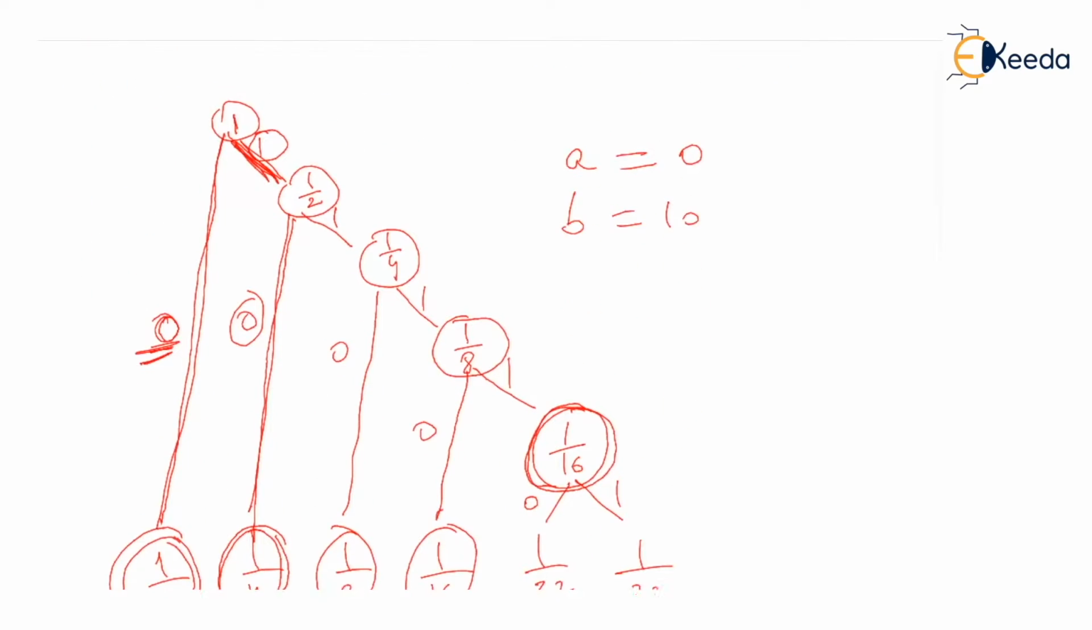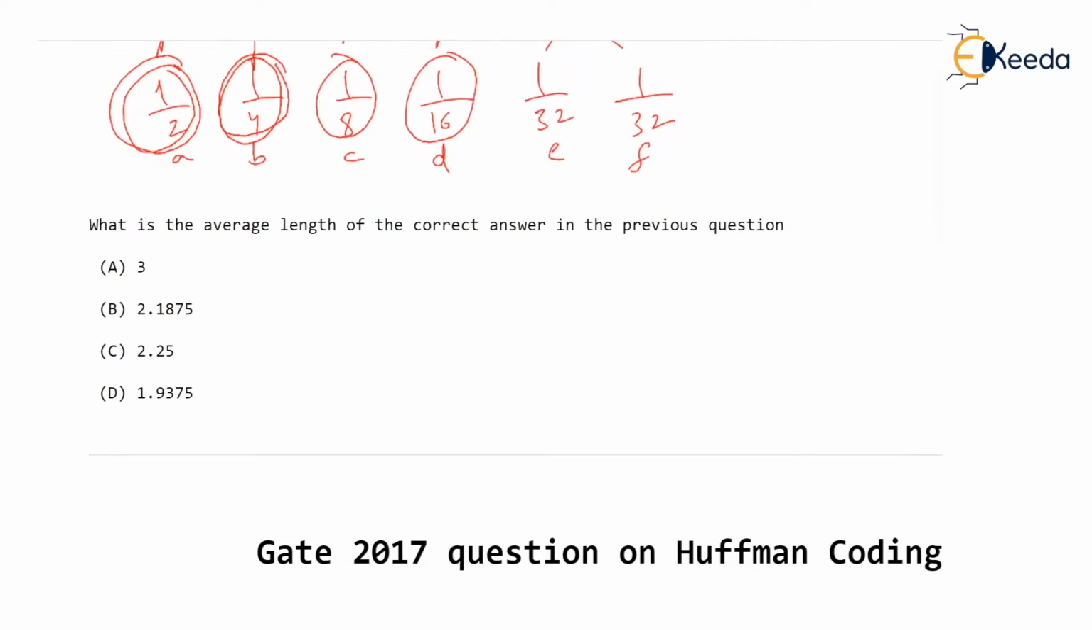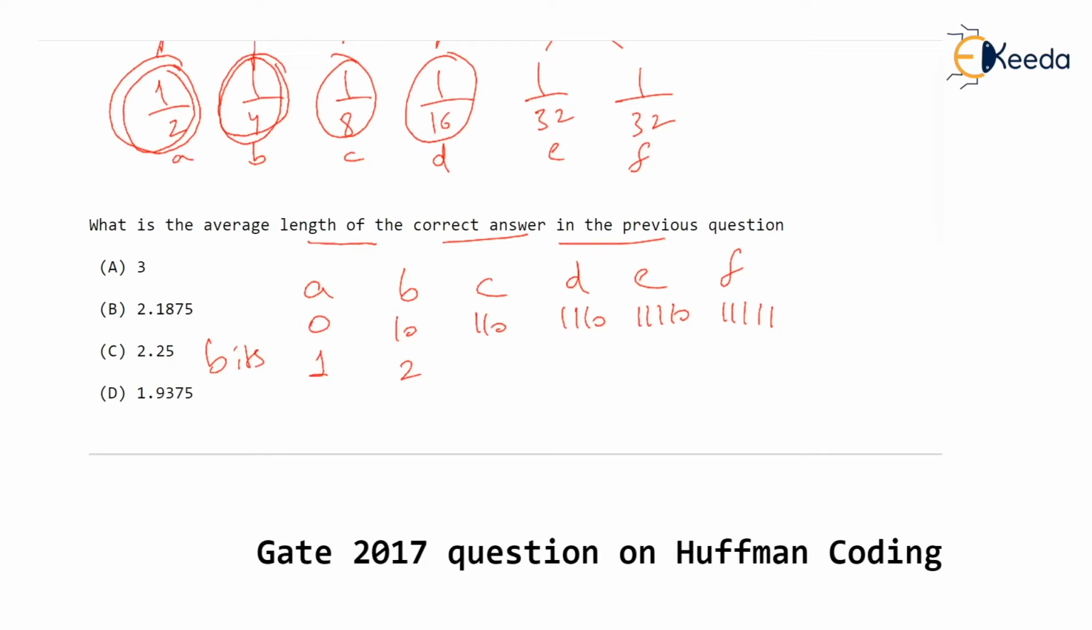Now there was a linked question asked on this problem. What is the average length of the correct answer in the previous question? Now for our reference, I will write the codes for A, B, C, D, E, F again over here. The codes are 0, 10, 110, 1110, 11110, and 11111. That means the number of bits needed for A are 1, for B 2 bits are needed, for C 3 bits, D requires 4 bits, and E and F require 5 bits each.